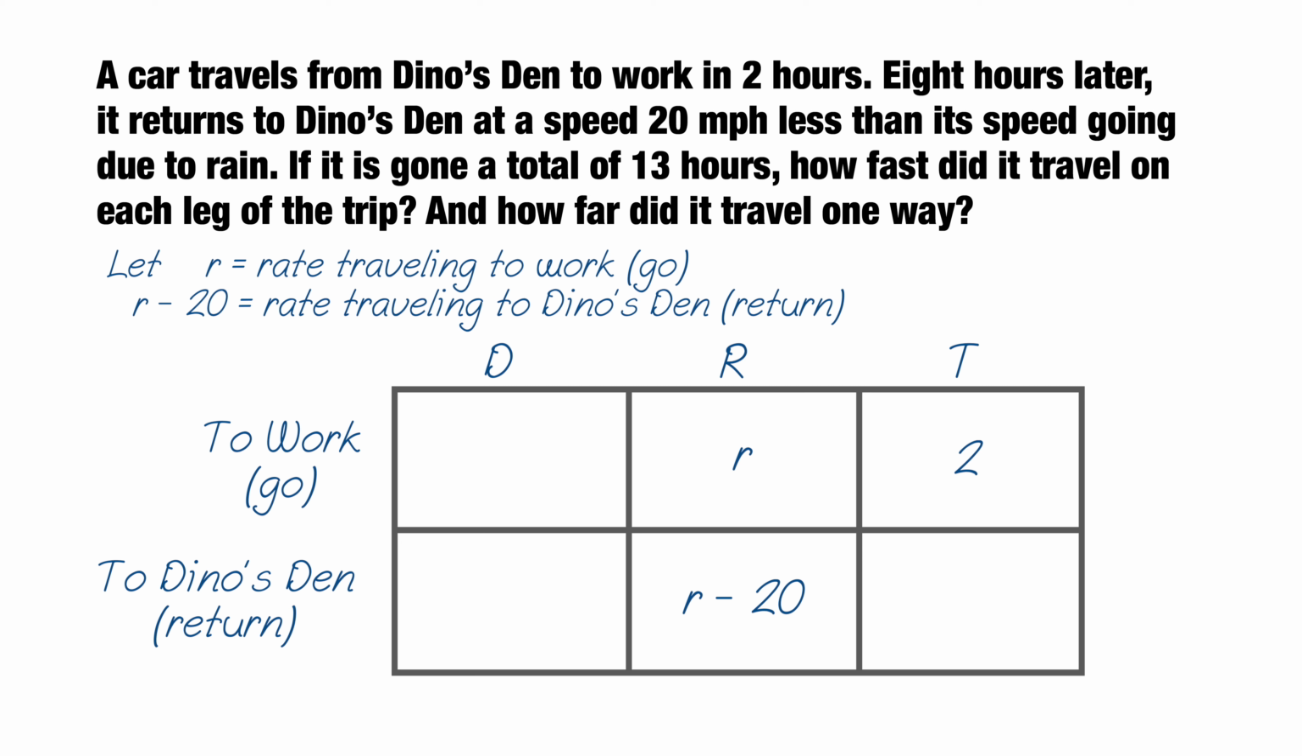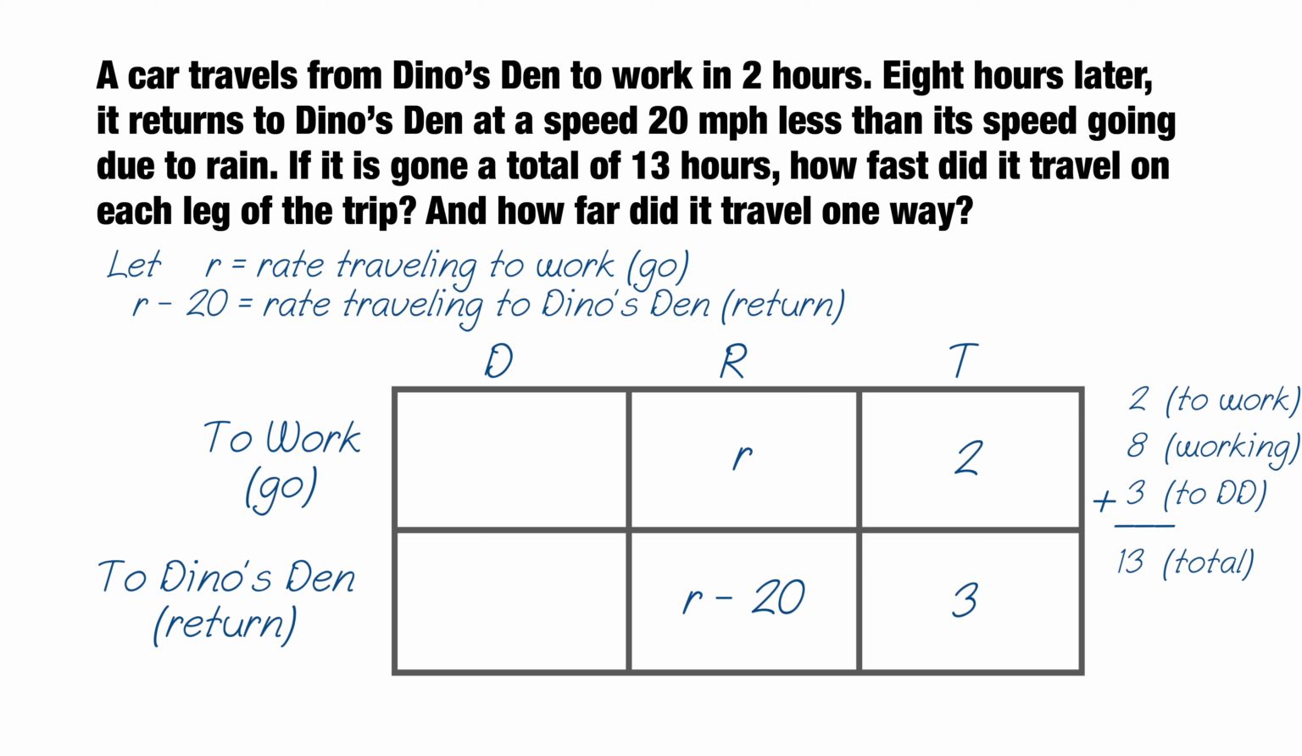The next sentence after that, if it is gone a total of 13 hours, okay, 13 hours total, we're going to do the scratch work on the side of the page here. So 13 hours total must include 2 hours traveling from Dino's den to work, 8 hours working. Therefore, 3 hours left must be for driving back to Dino's den. Now we continue with the table. Fill in 3 hours traveling to Dino's den.